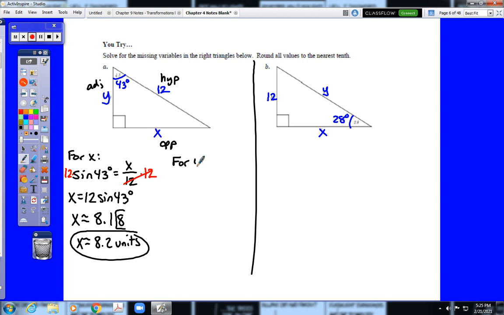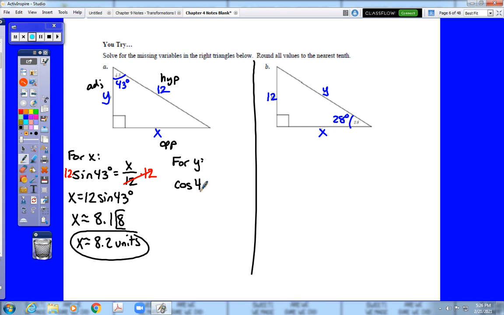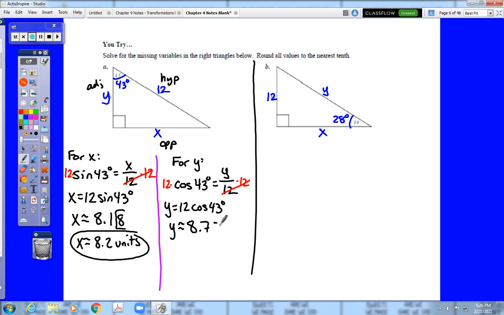For y, we would want to relate the adjacent to the hypotenuse, so we would write out a cosine equation. The cosine of 43 degrees equals y over 12. Otherwise, the work would be the same. We would still multiply both sides of that equation by 12. And that would give us that y is 12 times the cosine of 43 degrees. We would feed that to our calculator, 12 cosine 43, and we would get 8.77. So that would tell us to round our answer to 8.8 units.